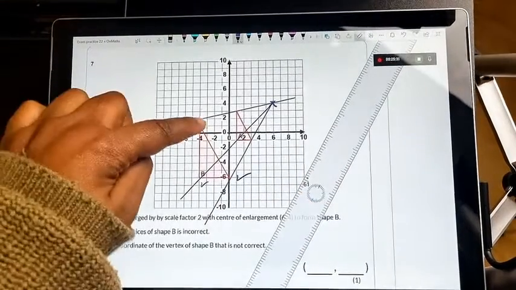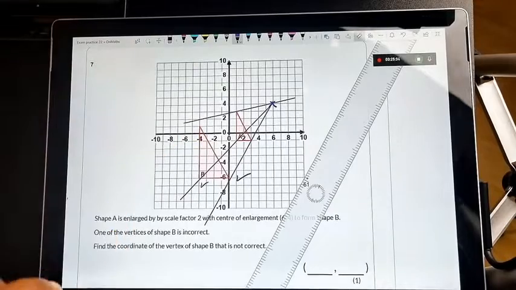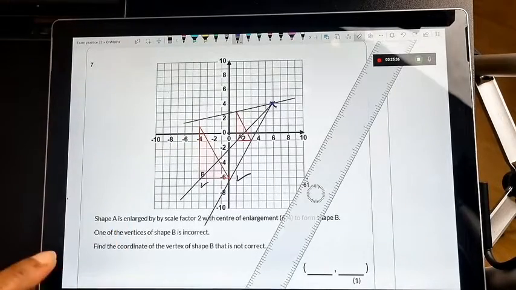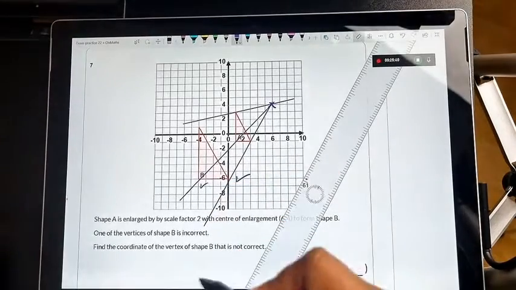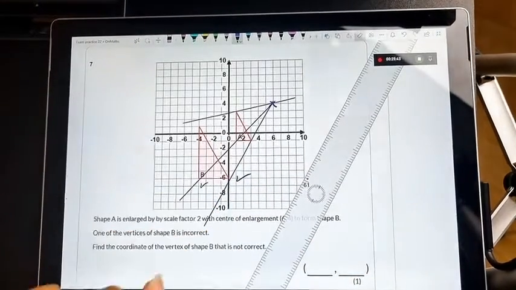But I'm not happy with this one because there's a big gap there. Okay, so bring your rulers out for this question. There's a massive gap here. So that means I'm going to check if it was multiplied by 2.